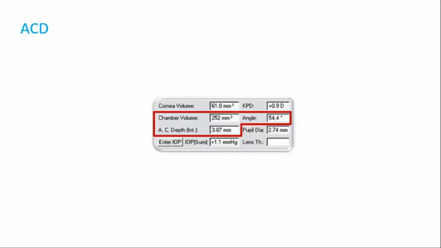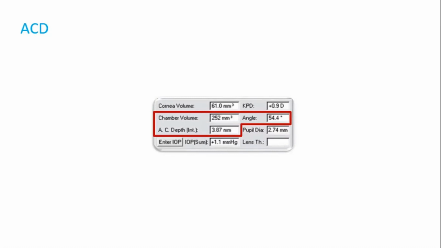So the next parameter to look at is the anterior chamber depth. We have to look for both external and internal. Especially internal is very important for phakic IOLs. If the internal ACD is more than 2.8 to 2.9, then it is favorable for phakic IOL implantation. And also we can look at the AC angle here. If the angle is more than 30 degrees, then it is favorable for phakic IOL implantation.